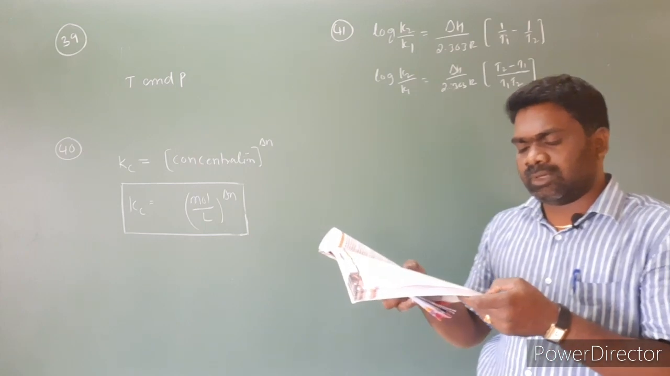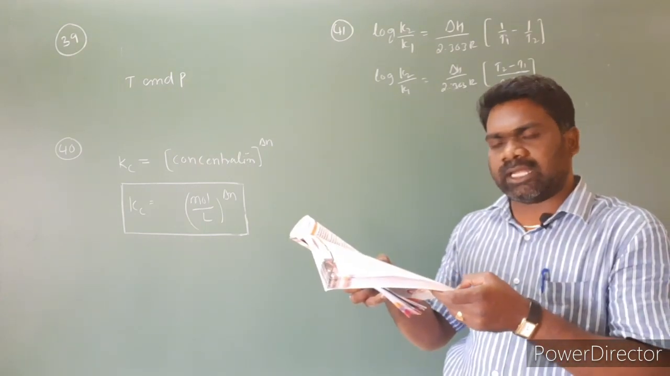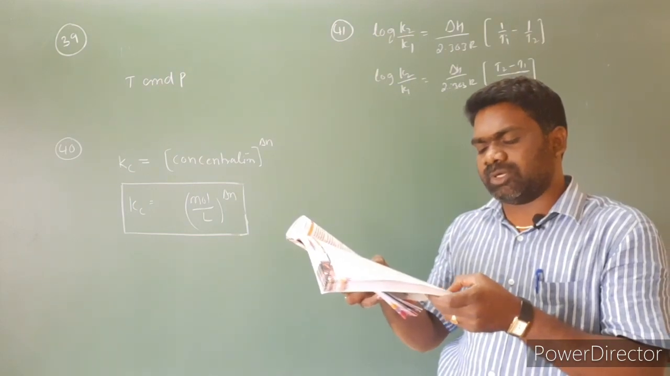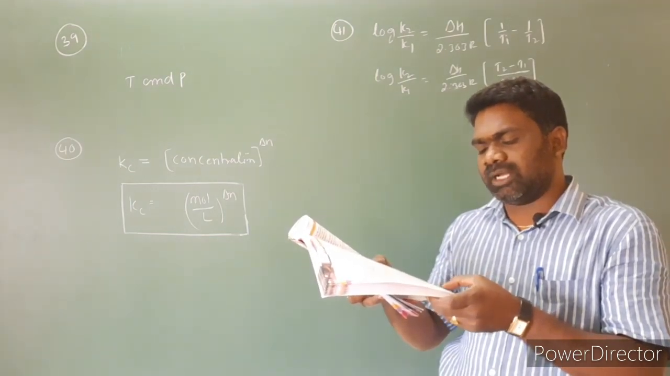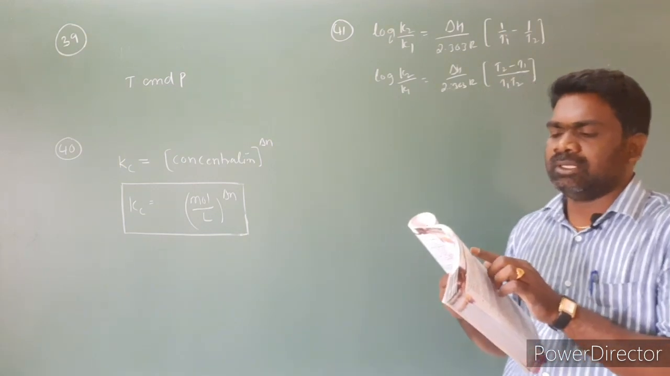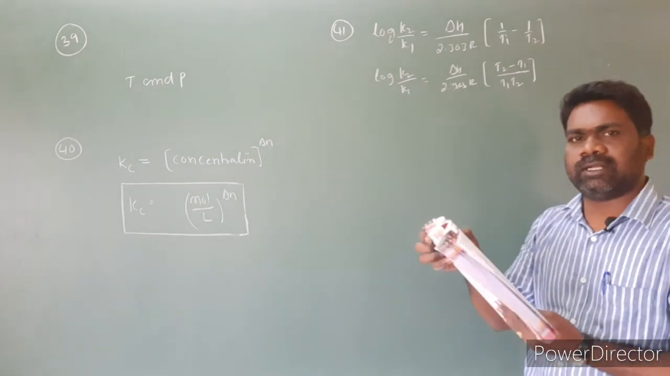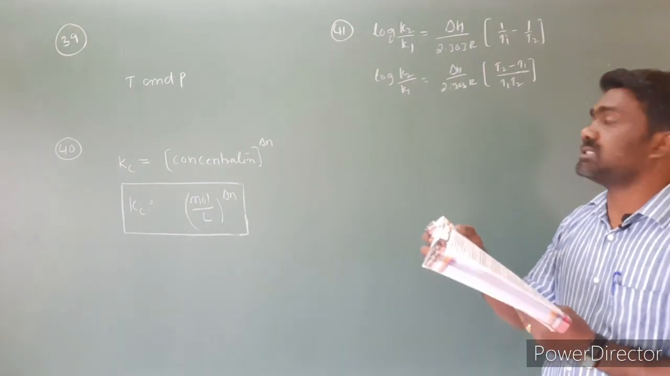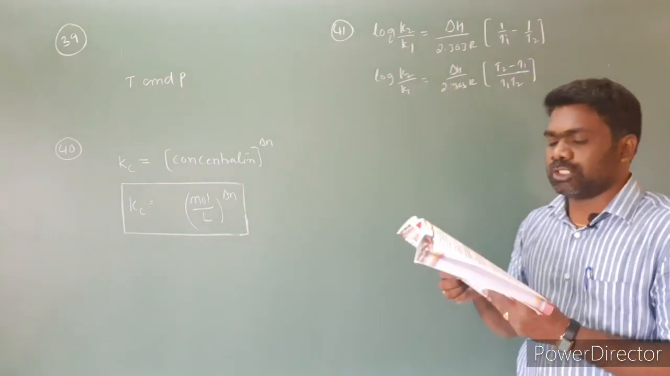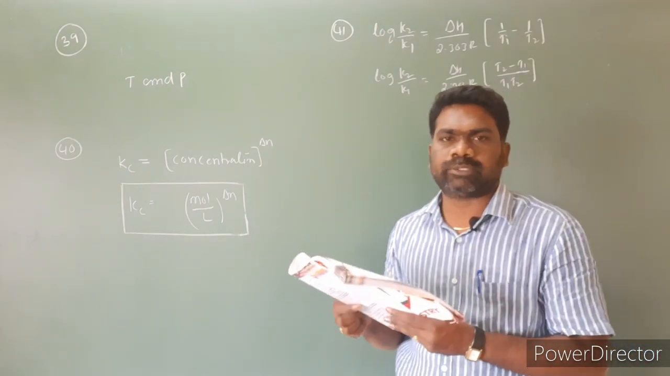Wrong option. Look at the third option, log K1 by K2 is equal to minus delta H by 2.303 R, 1 by T1 plus 1 by T2. It is also an incorrect option. Look at the fourth option, log K2 by K1 is equal to delta H by 2.303 R, 1 by T1 minus 1 by T2. So question number 41, fourth option is correct.